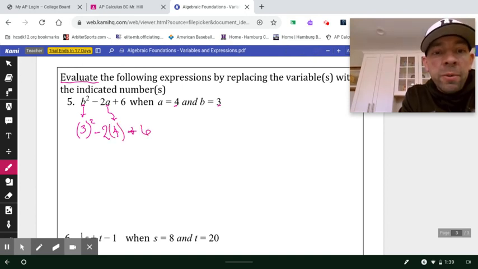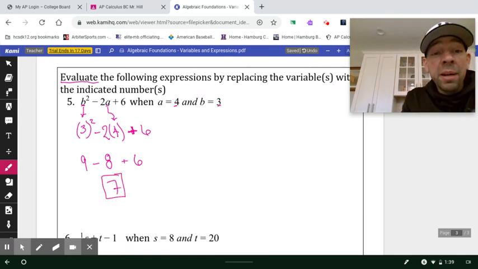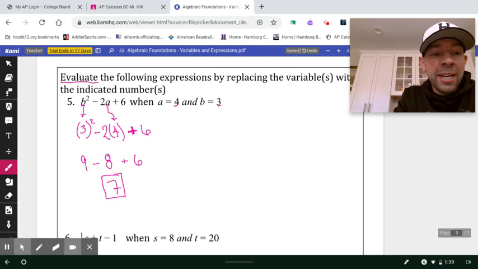Now we're going to do our order of operations, so we'll take care of our exponents first. 3 squared makes 9, 2 times 4 makes 8. Moving from left to right, 9 minus 8 makes 1. 1 plus 6 makes 7. There's our final answer. And I bet you're probably allowed to use your calculator to check that answer.